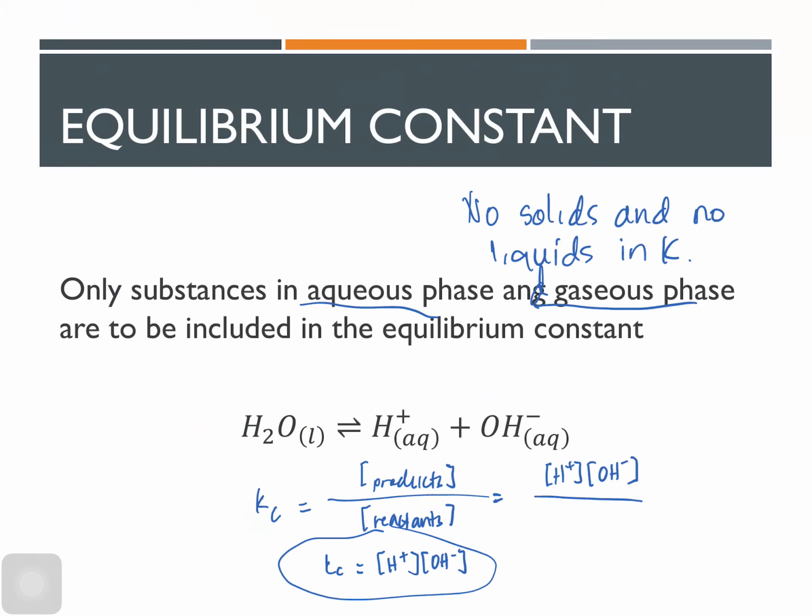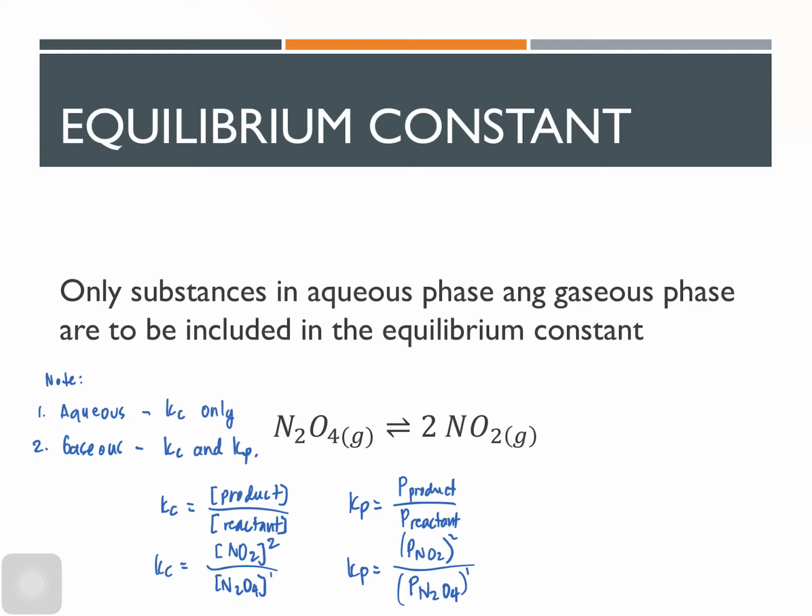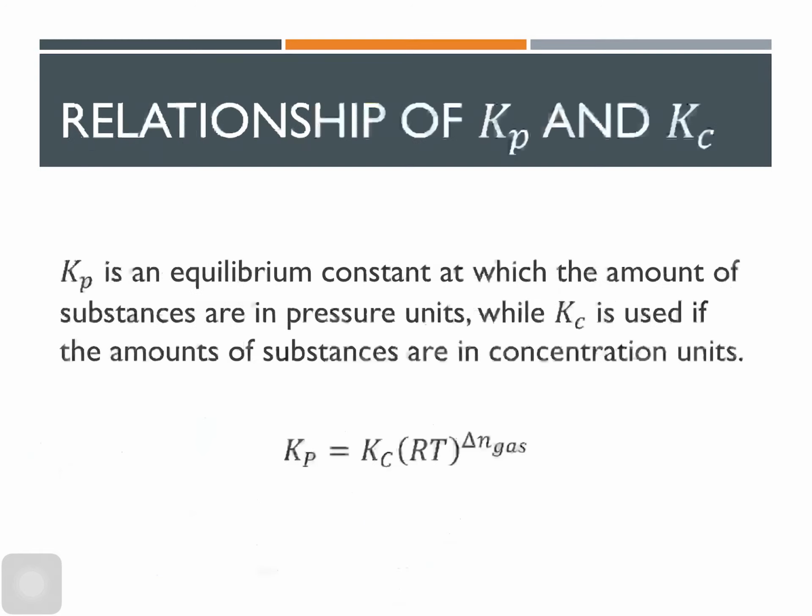Again, if your substances are only in the aqueous phase, all you have is just Kc. If your substances are in the gas phase, you have both Kc and Kp. Take note of that.